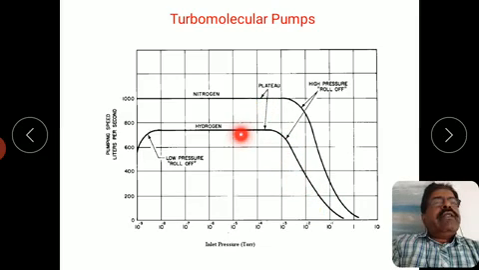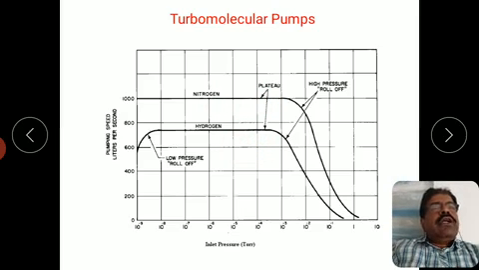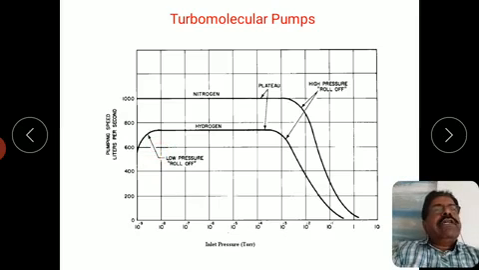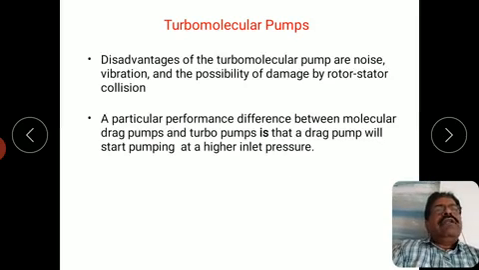But if you compare the pumping speed for hydrogen and nitrogen, nitrogen definitely has higher pumping speed. For nitrogen, the turbomolecular pump has higher pumping speed, whereas for hydrogen it is lower. So the reason we have just discussed here. Over a very large range of pressure, the pumping speed is constant, but later on, at higher levels of vacuum, the pumping speed for hydrogen decreases, whereas for nitrogen it is constant over a large range of pressure.